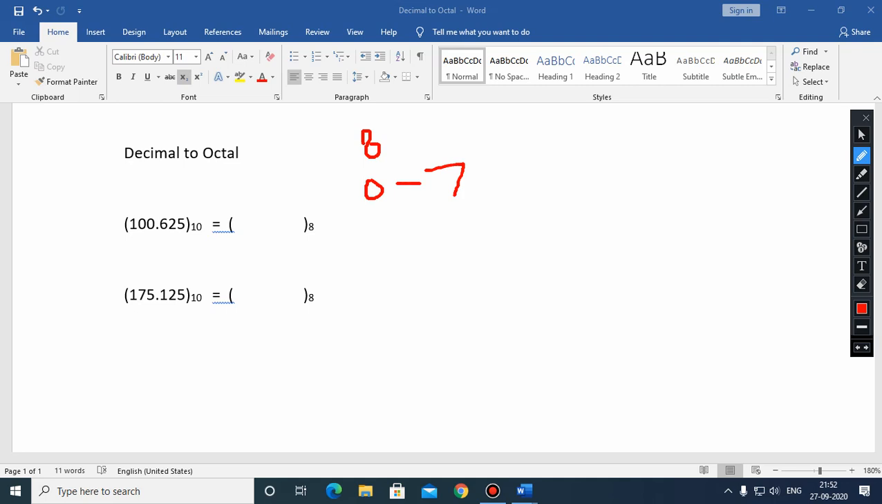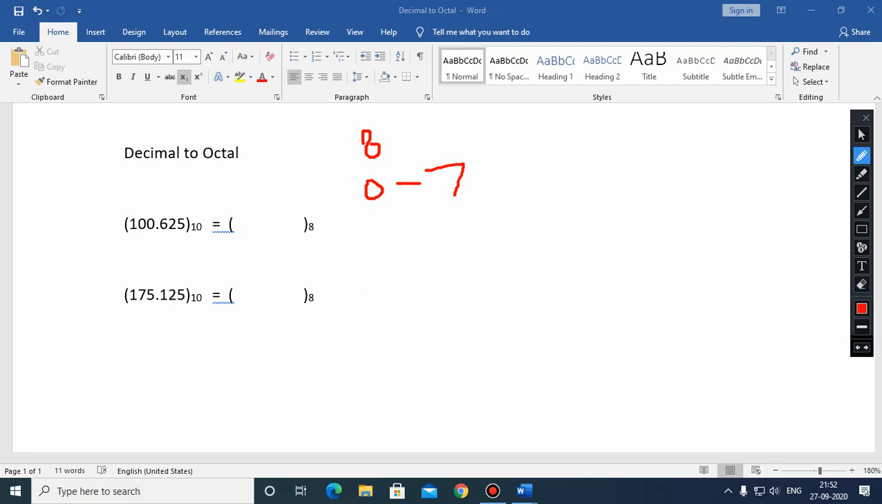and in hexadecimal the base is 16 and digits are from 0 to 9 first, and then from A to F, where A represents decimal equivalent 10, B represents decimal equivalent 11, and so on up to F which represents 15. So first of all I would like to show you how to convert decimal to octal.